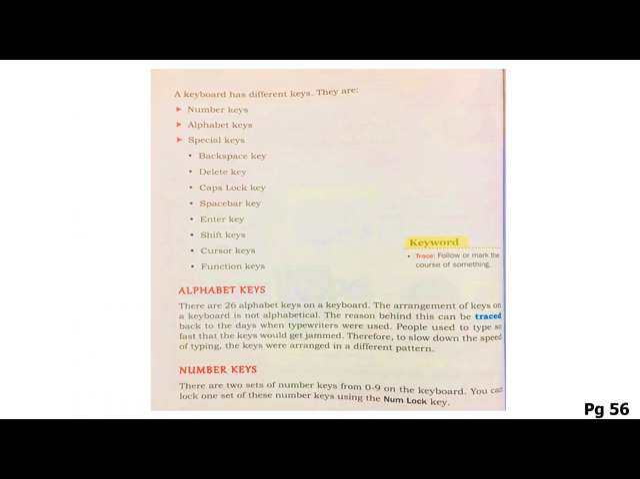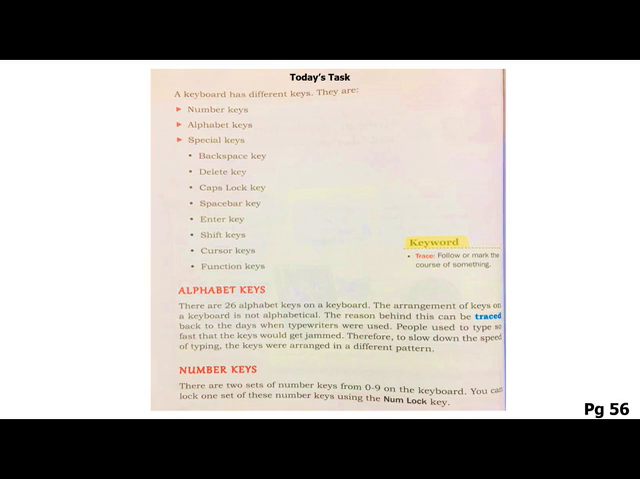Now turn to the next page, page number 56, and first of all write today's task. Have you written? A keyboard has different keys. They are number keys, alphabet keys, special keys, and in special keys there are backspace keys, delete keys, caps lock keys, spacebar key, enter key, shift keys, cursor keys. The arrow keys are called the cursor keys, and function keys. Function keys are starting from F1 and it goes till F12, which are used to perform different types of functions.